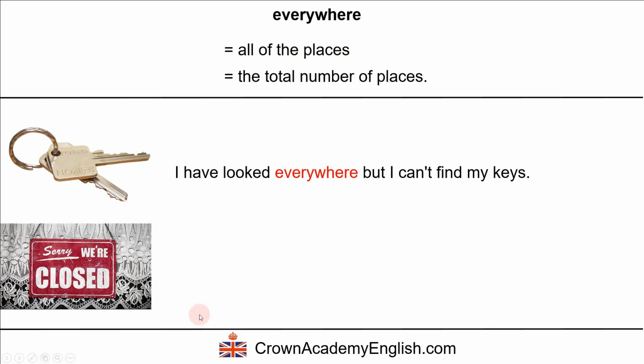And this is a very common sign that you see in a shop window on a Sunday, because everywhere is closed on Sundays. Everywhere, all of the places. Everywhere is closed on Sundays. Again, this is a singular form, so this must be singular. Here we have the third person singular of the verb be.